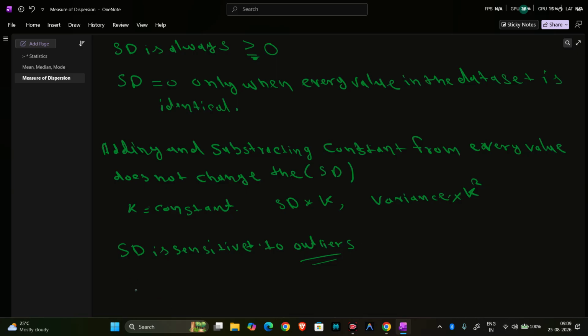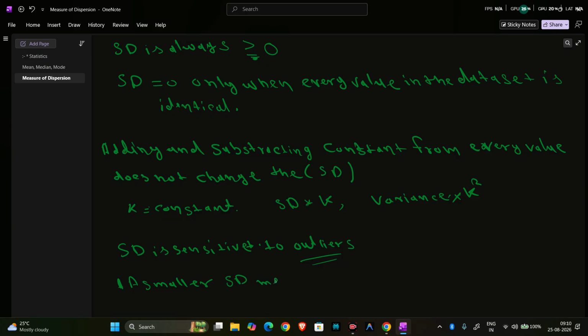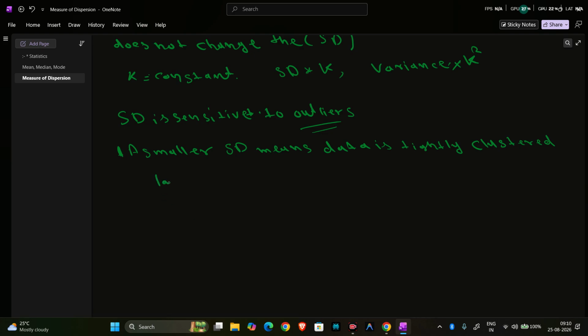Next, a smaller standard deviation means data is tightly clustered, and a larger standard deviation means data is spread out. Okay, so this is what we are learning in measures of dispersion.